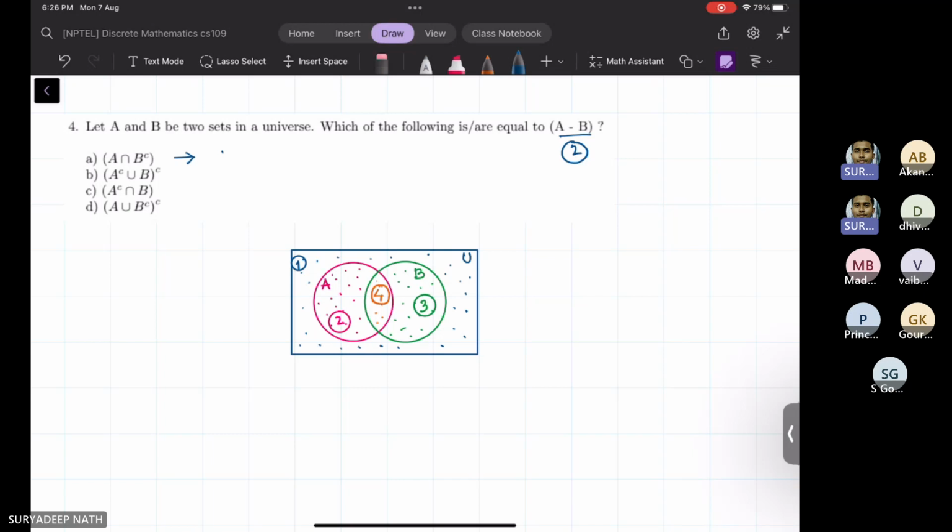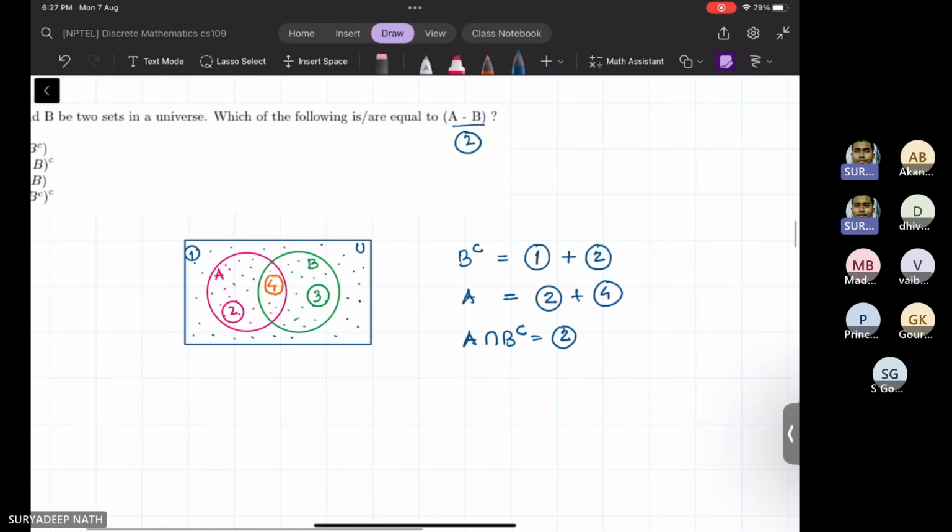So what is B complement? Let me write it here. B complement is 1 plus 2, and A is 2 plus 4. So A intersection B complement would be the common element, that is 2. So option A is correct. Now let us check all the other options.